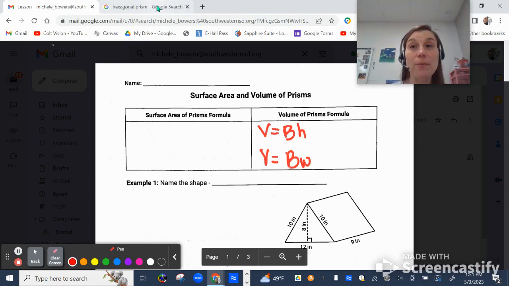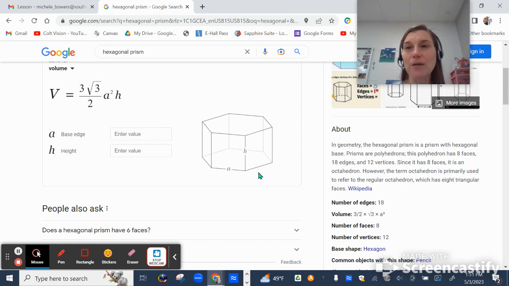So for example, if you had a prism, say like a hexagonal prism, and you Google volume of a hexagonal prism, you come up with this really complicated formula. Well, we're going to simplify it by just saying, if you know the area of the base of the prism, then you multiply it by how far apart those two congruent faces are.